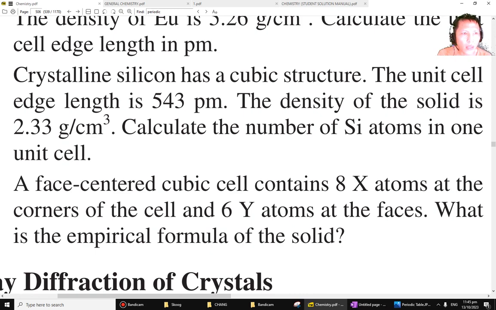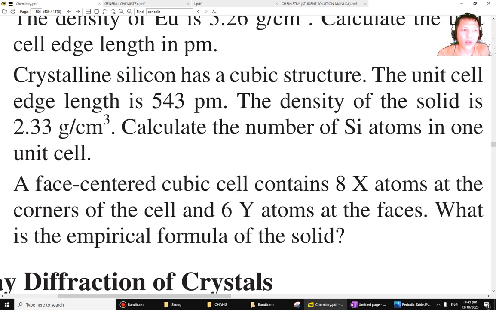The unit cell edge length is 543 picometers. The density of the solid is 2.33 grams per cubic centimeter. Calculate the number of silicon atoms in one unit cell. So I think the problem here, because anyway, we will just pinpoint the aim of the author, is for us really to identify what type of a cubic structure this is.